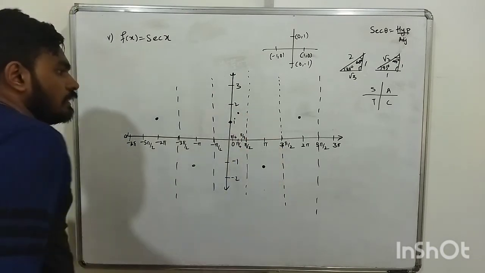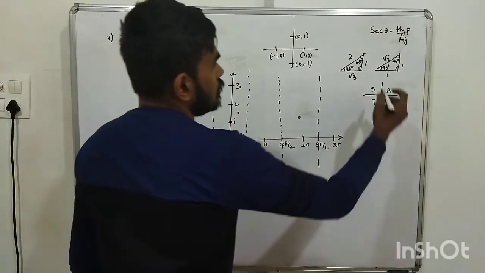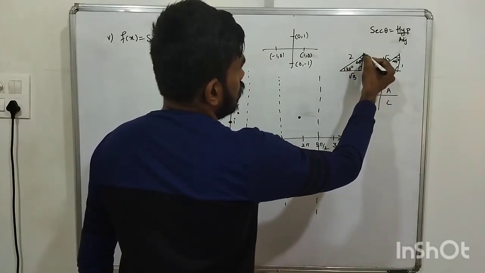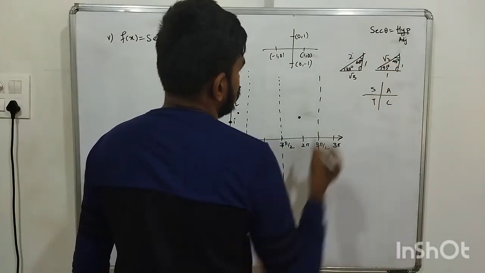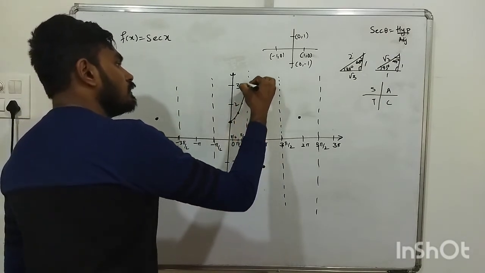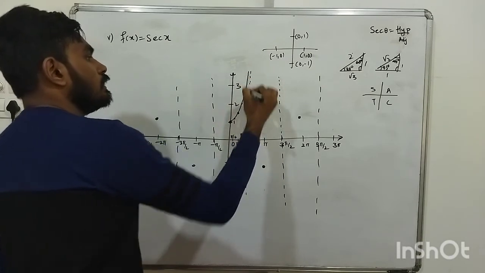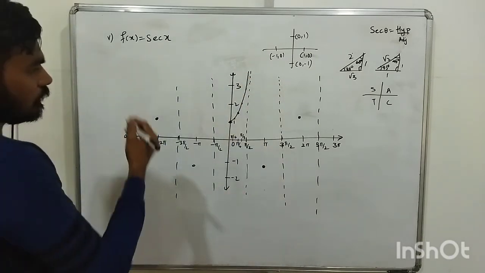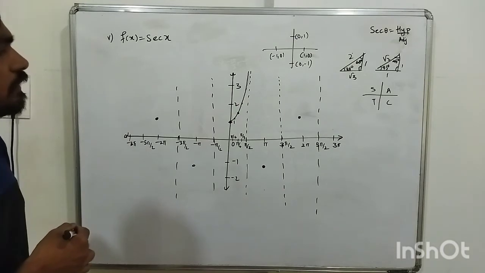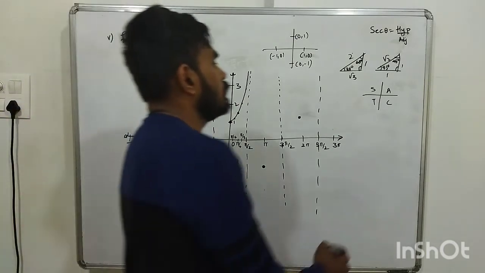Then sec of pi by 3, which is here. 60 degree, hypotenuse is 2, adjacent is 1. So 2 it will be, so here it will be somewhere. Okay. So graph will be like this, nearly like this. Similarly, this side what will happen? This side you have to check whether it is positive or negative from 0 to minus pi by 2.